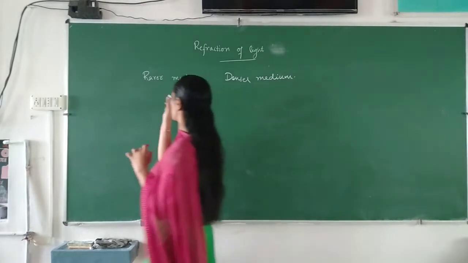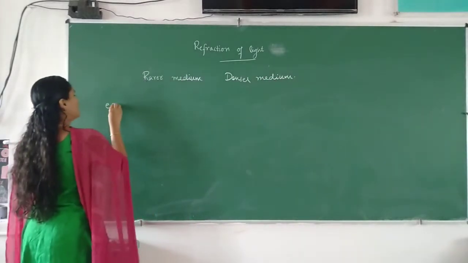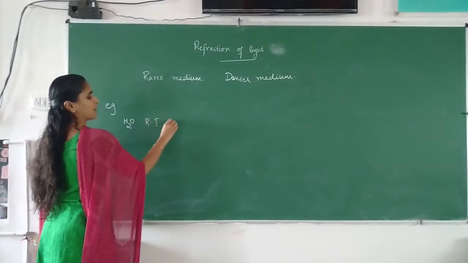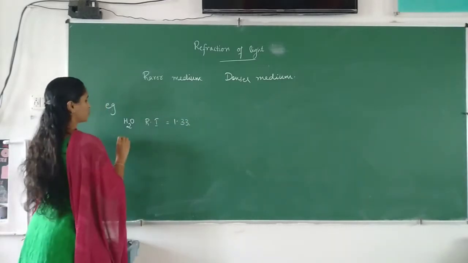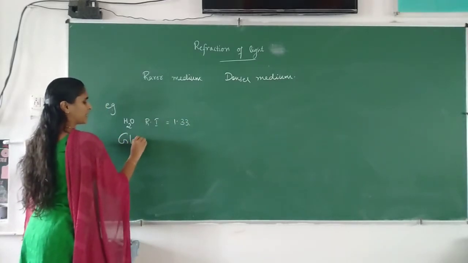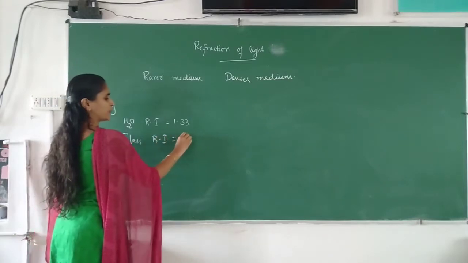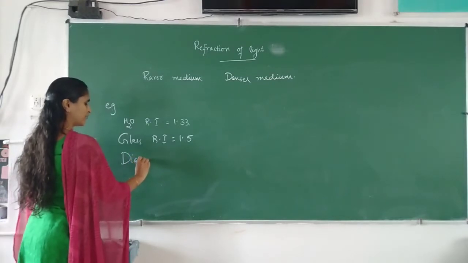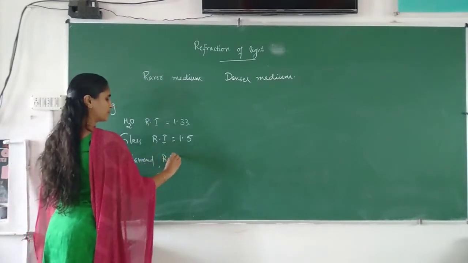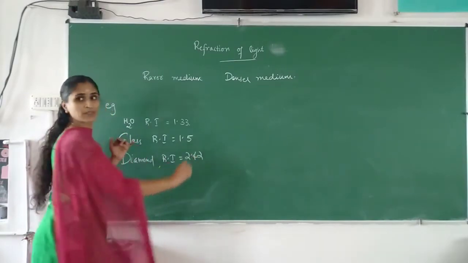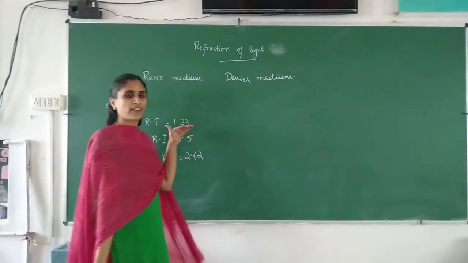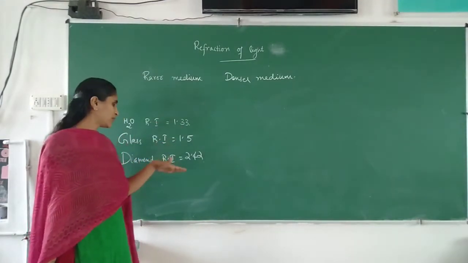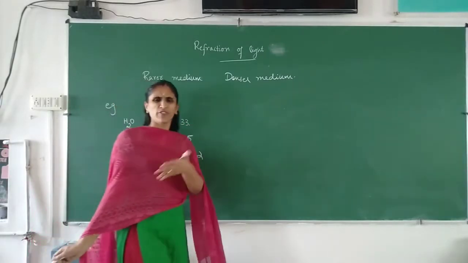So for example, for water, the refractive index is 1.33, and for glass, the refractive index value is 1.5, and for diamond, the refractive index is 2.4. Different values are given in the table.